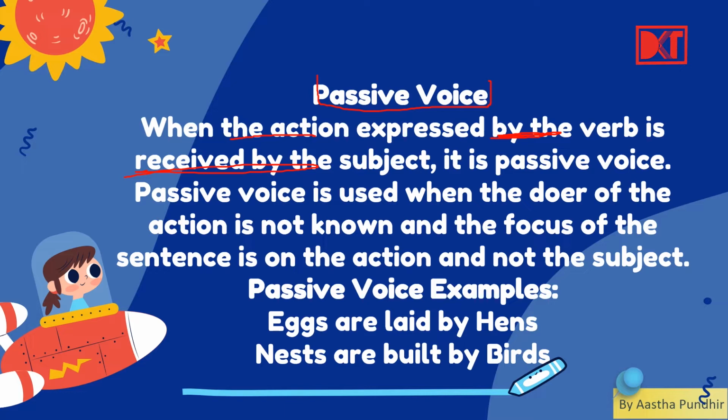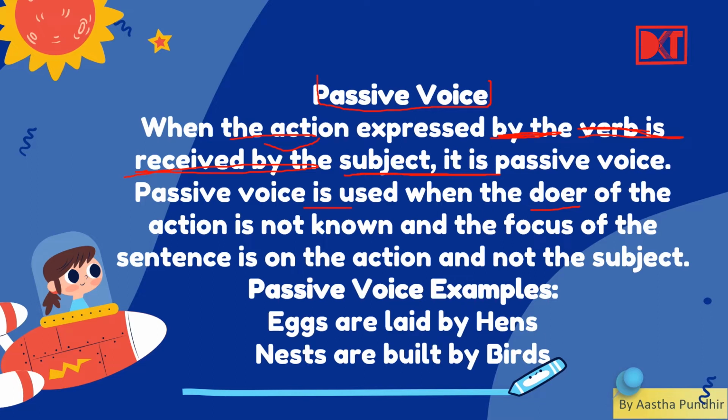So whatever the action जो perform हो रहा है या express हुआ है verb की वजह से, जो receive अगर subject कर रहा है तो क्या हो गया ये? Passive voice. So when is passive voice used? Passive voice is used when the doer of the action is not known and the focus of the sentence is on the action and not the subject.